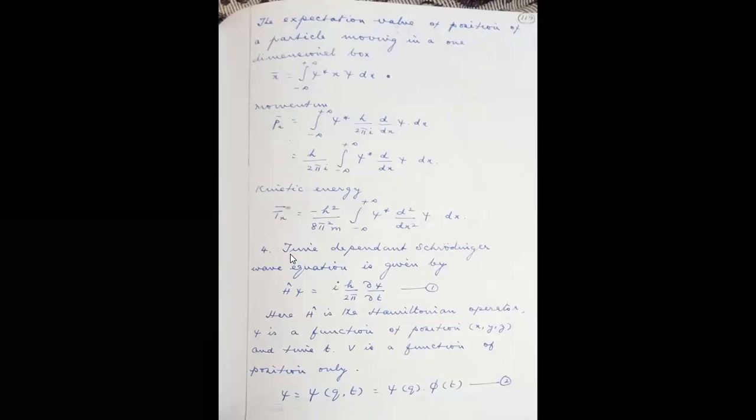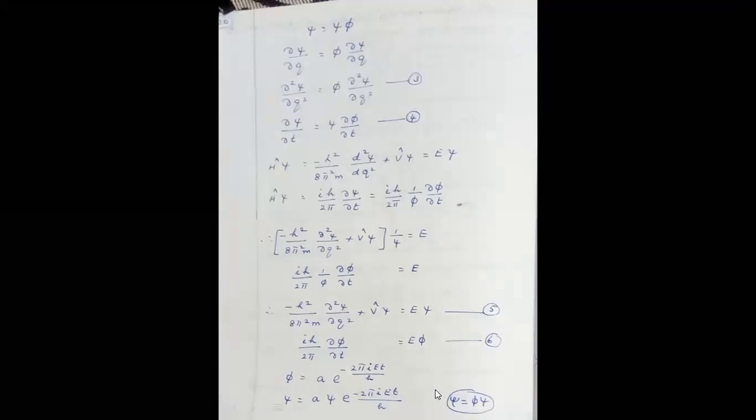The fourth postulate is the time dependent Schrodinger wave equation. So H operator psi equals i h by 2 pi dou psi by dou t. I am just deriving the time dependent Schrodinger wave equation. Psi is actually a function of position and time, which can be separated and written as psi of position and phi of time.